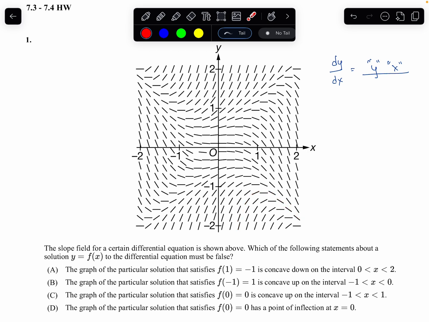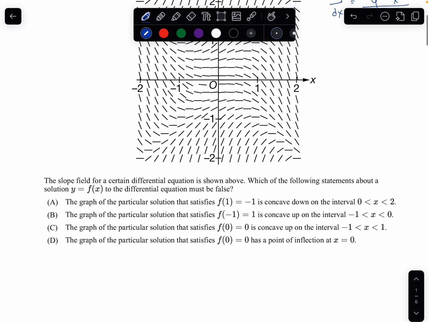So infinitely many. And then these little lines that you see right here are just small tangent lines that are going to be on the curve. They're representing small tangent lines that should give us a rough idea of what the shape and slope of the curve is going to be at that point right there. So, a slope field for a certain differential equation is shown above. Which of the following statements about the solution to the differential equation must be false?